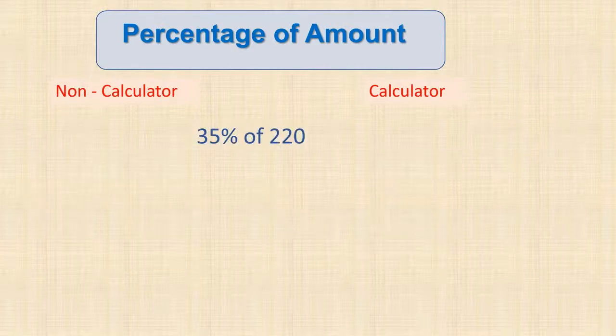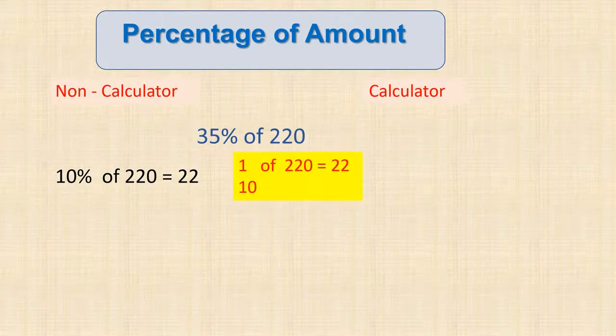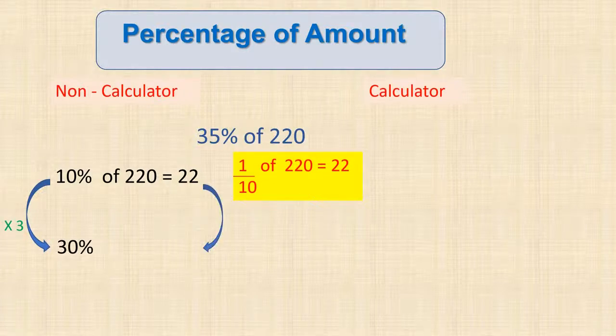So the next example will be finding 35% of 220. So let's start with 10%. We're going to find 30% plus 5%, which will make up 35%. So 10% of 220 is 22, because 220 divided by 10 gives you 22. Multiply 10% by 3 to get your 30%. Do the same with 22. 22 times 3 will give you 66.